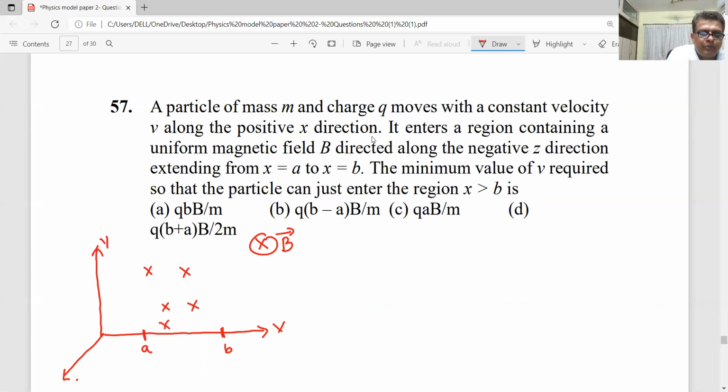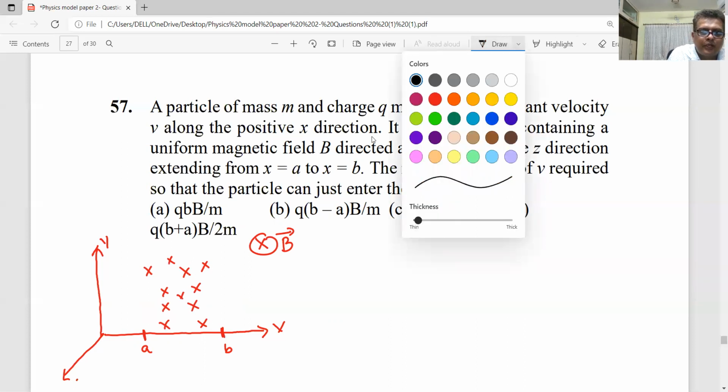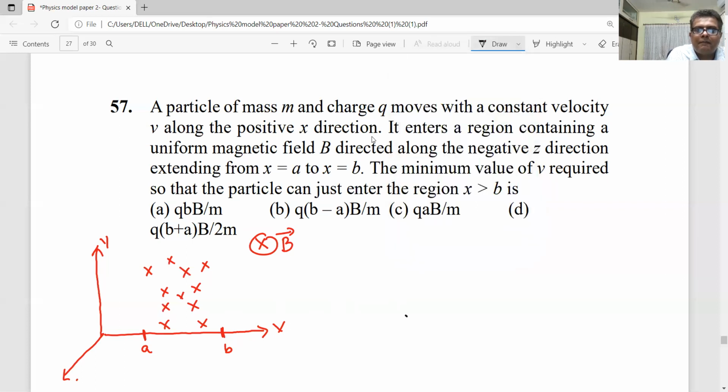I will take a little time to explain, but as a student writing the exam, you will have to do this a bit faster. I will change the color so that you understand. A particle has been shot with a velocity v along the positive x direction. This is the particle coming. The moment it enters the magnetic field region, it is moving perpendicular to the direction of the magnetic field. That's why it will have a circular path.